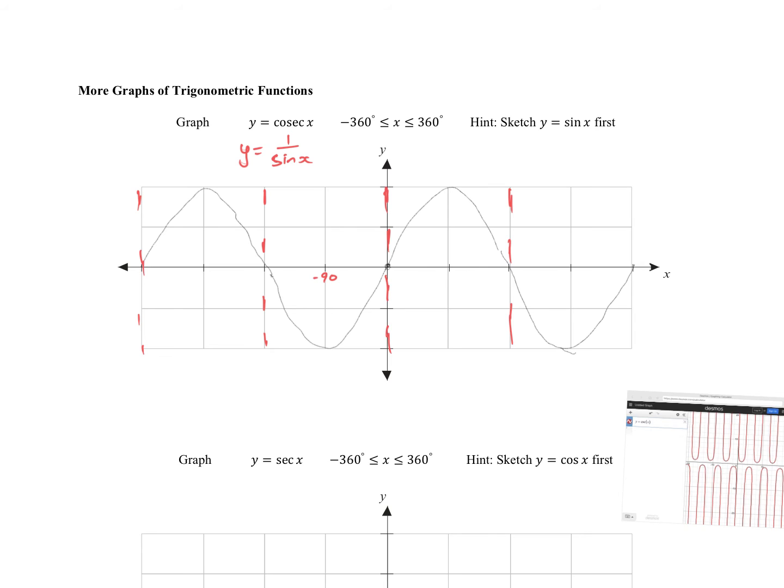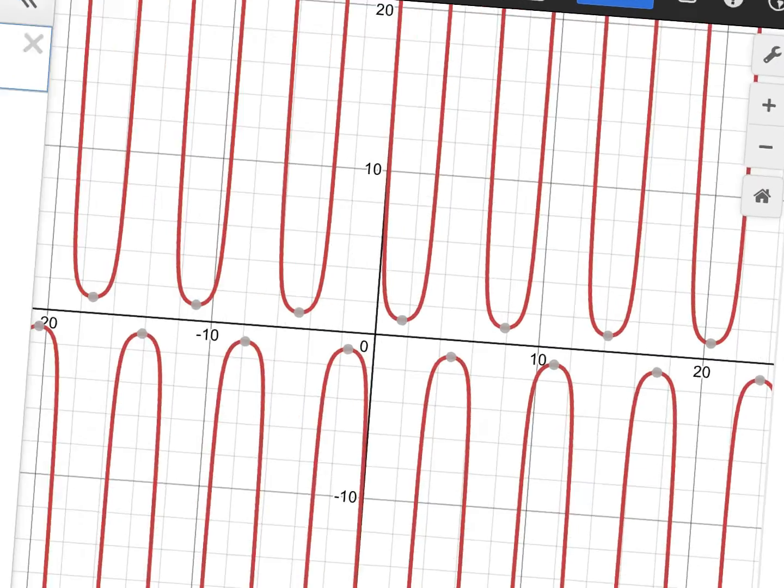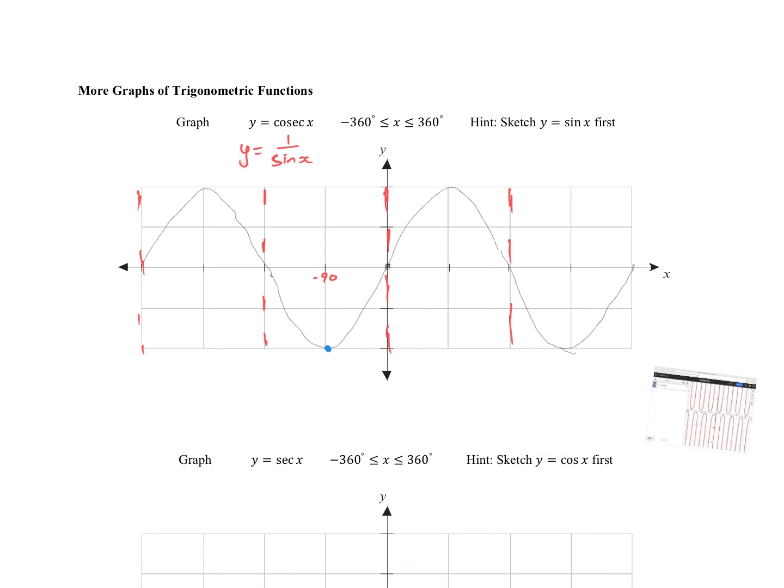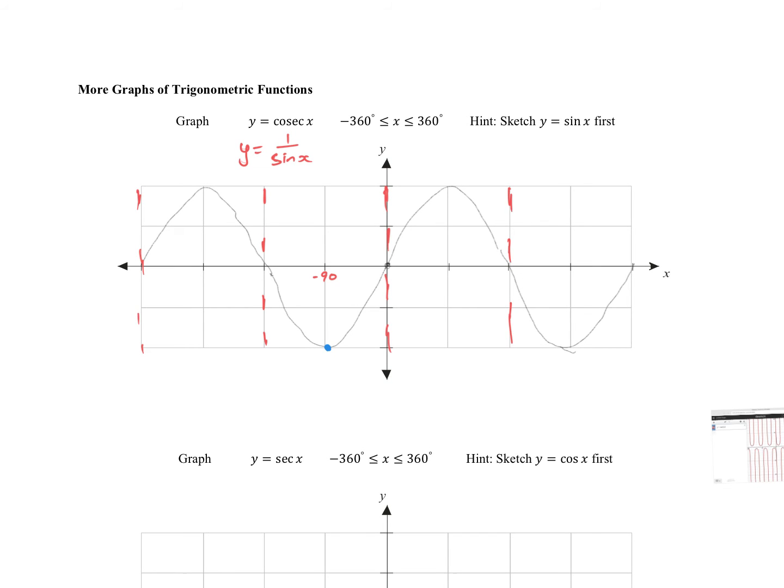Negative 1. Not sure about that. Okay, so what about if we had negative 85? That's going to be funny. Negative 85. Yeah, negative 85. Negative 1.0038. Okay, so that is down here somewhere.